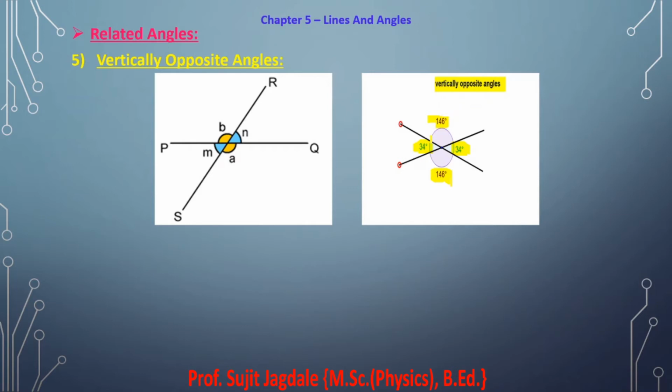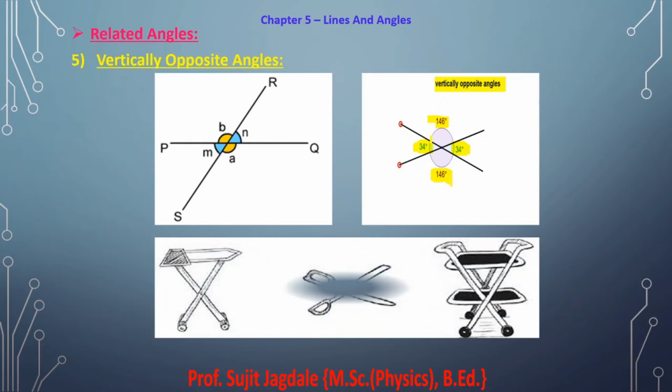Now we can see another example. Suppose we consider a table. Here the legs of the table are positioned such that those 2 legs intersect each other, and we get 4 angles which are referred to as vertically opposite angles. Here the odd pair is referred to as a vertically opposite pair and the even pair is also a vertically opposite pair. So 1 and 3 are vertically opposite angles and 2 and 4 are also vertically opposite angles.